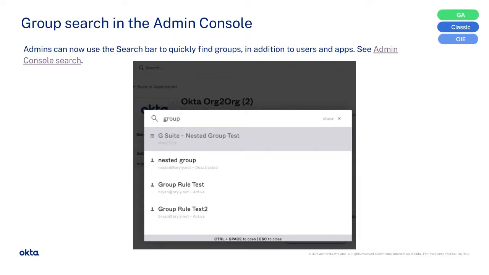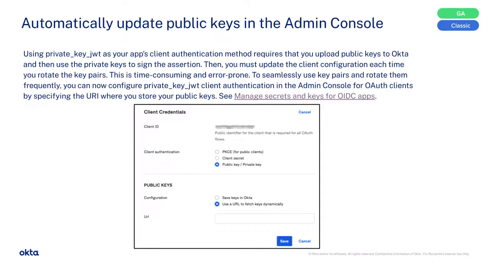Admins can now use the search bar to quickly find groups in addition to users and apps. See Admin Console Search for more information. To seamlessly use key pairs and rotate them frequently, you can now configure private_key_JWT client authentication in the admin console for OAuth clients by specifying the URL where you store your public keys. See Manage Secrets and Keys for OIDC apps for more information.